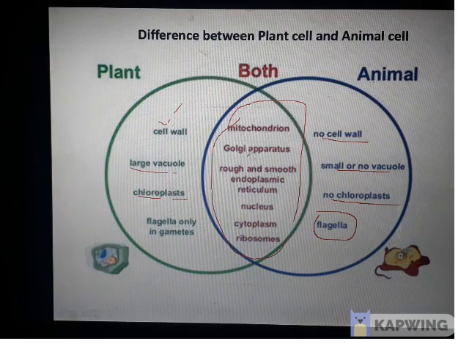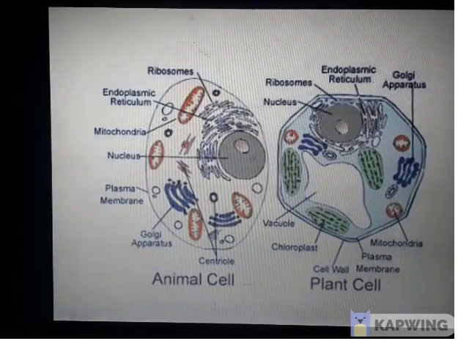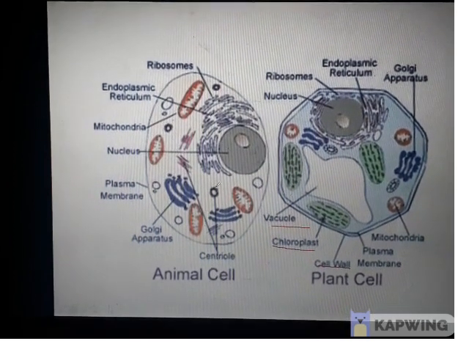Mitochondria, Golgi apparatus, rough and smooth endoplasmic reticulum, nucleus, cytoplasm, ribosomes are some common organelles that are present in both plant and animal cell. This difference you can see in the form of a picture also. So this is the picture of a plant cell, this is the picture of an animal cell. Many organelles are the same and many are different. One is the cell wall, then this vacuole, this chloroplast, others are the same. This is the last topic of this chapter.